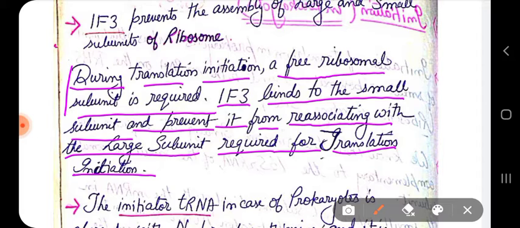It will place the initiator tRNA at the P site, so that it can interact with the start codon. Then, when the initiation process is complete, only then will IF3 come off the small ribosomal subunit, so that the large ribosomal subunit will bind and then proceed to the elongation process.